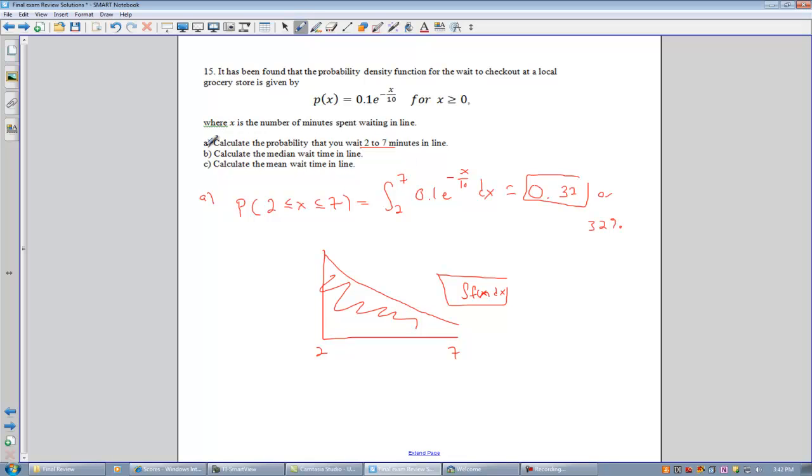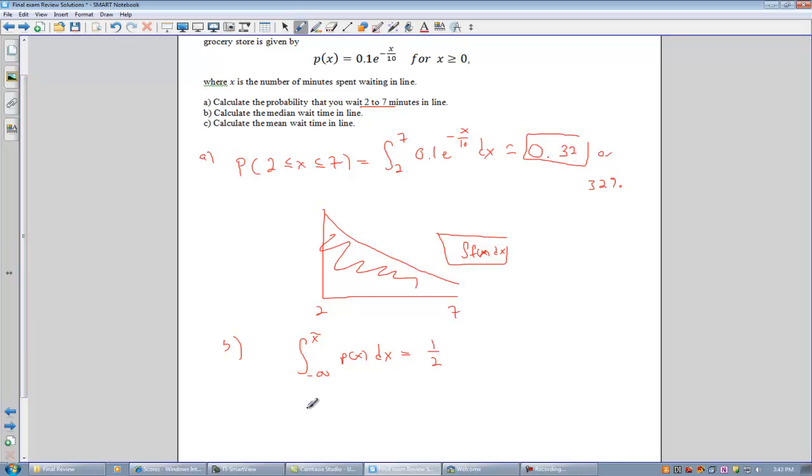Then in part B, it says, calculate the median wait time in line. Notice it's not the mean, it's the median. So you look on your formula sheet, and the median is given by the integral from minus infinity to x tilde of the probability density function p of x dx equal to 1/2. After I write down the formula, I plug in. I don't have minus infinity because this starts at 0, so all the way to the left means start at 0, up to x tilde of my probability density function, 0.1 e to the minus x over 10 dx equal to 1/2.